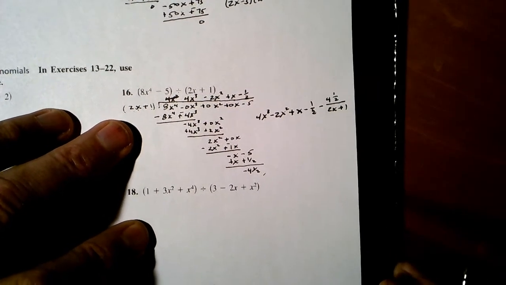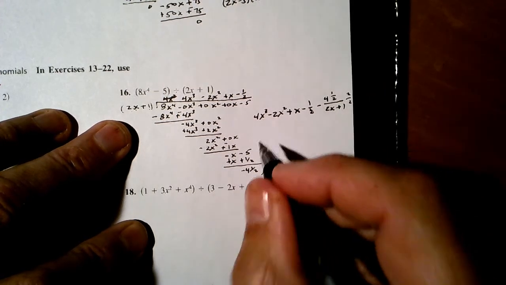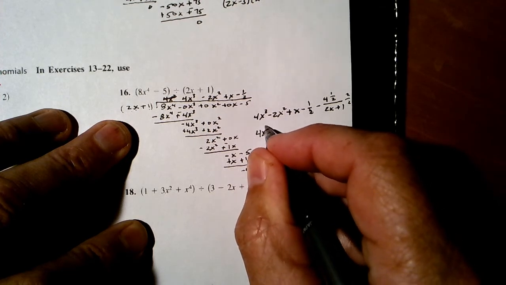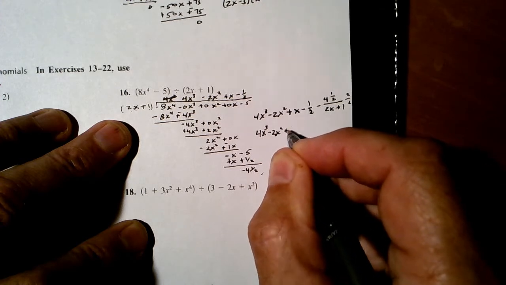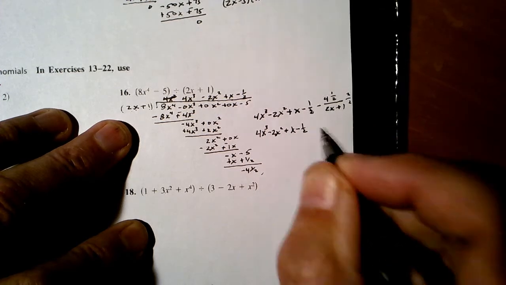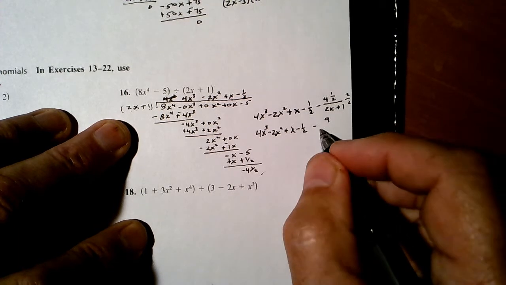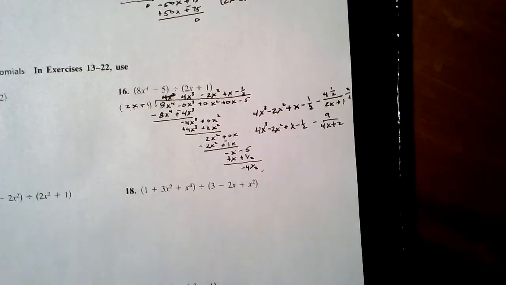Now I suspect the back of the book probably multiplies this by 2 on 2, and we get, told you we'd test your small writing abilities, 4x cubed minus 2x squared plus x minus 1/2. If I multiply top and bottom by 2, I get minus 9 on 4x plus 2. Okay, and that actually is the longest.